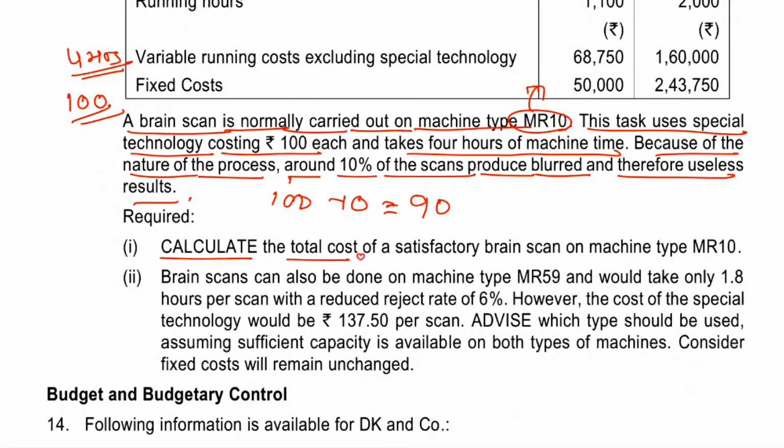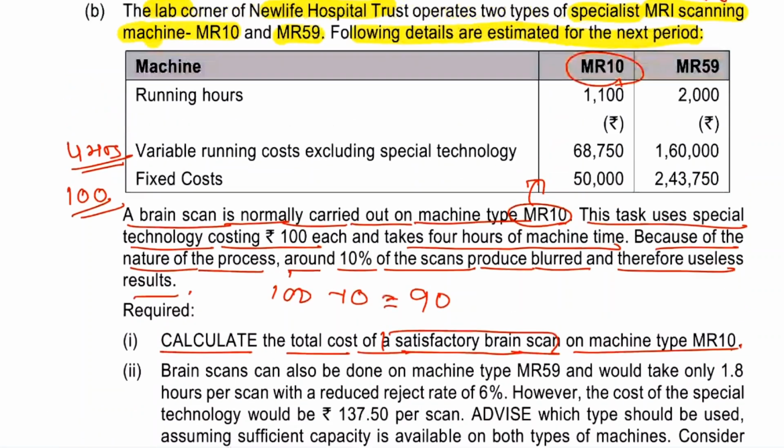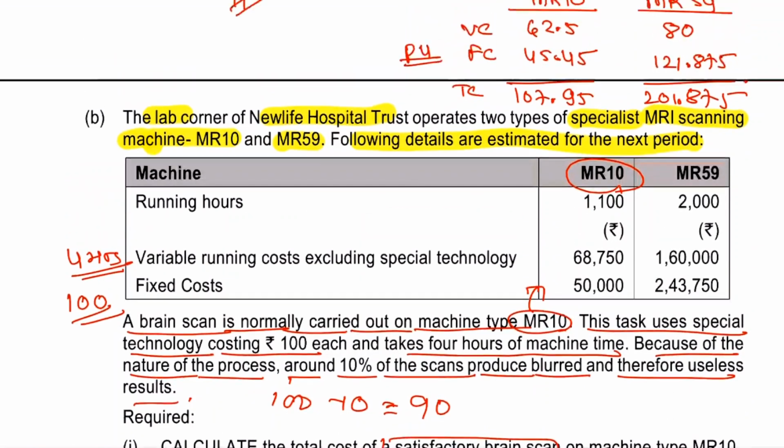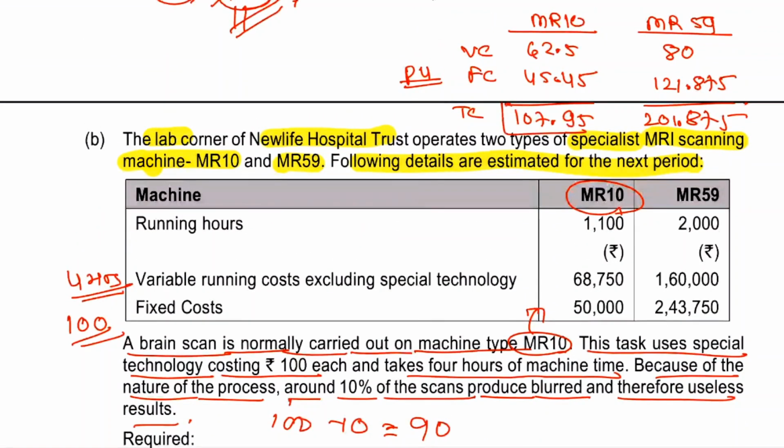Calculate the total cost of a satisfactory brain scan. मतलब good unit का output. If 1 unit you want on MR10 करके. अच्छा, first of all, if I tell you यहाँ पे what will be your variable cost? First of all, चलो if I just directly see that 107.95, you will say your cost. अच्छा, will you recover fixed cost from the customers also? Yes, ना, then you will add profit and all करके. So that absorption rate is there.